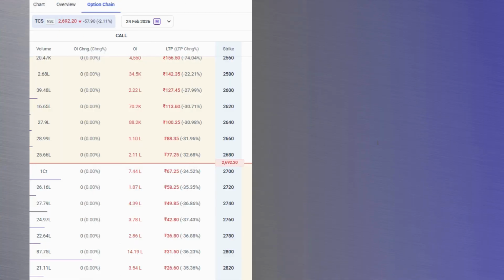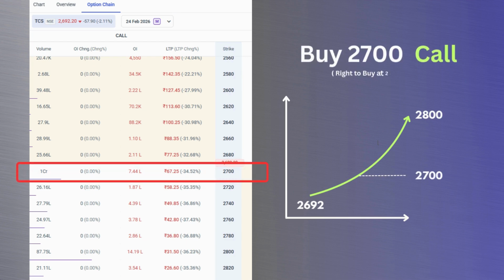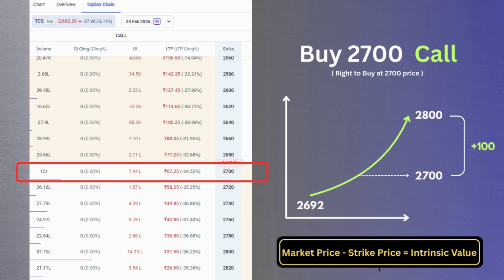Now let us see this with numbers from the screen. Current price is 2,692 rupees and 20 paise. If at expiry TCS moves to 2,800 rupees, your 2,700 call allows you to buy at 2,700 rupees. That means you gain 100 rupee per share, 2,800 minus 2,700. This difference between market price and strike price is very important. It represents intrinsic value.